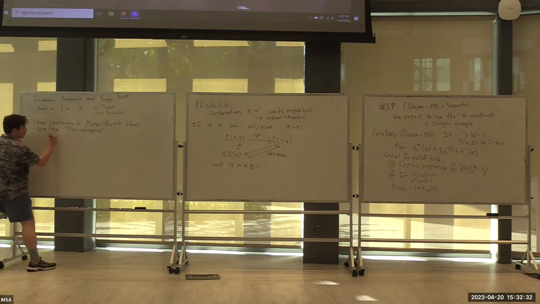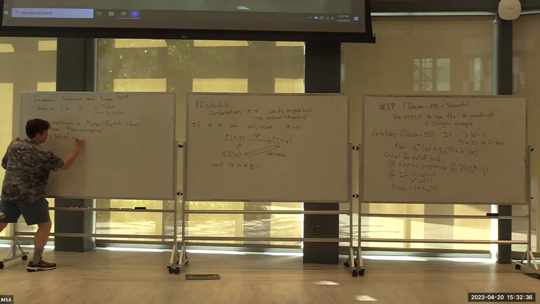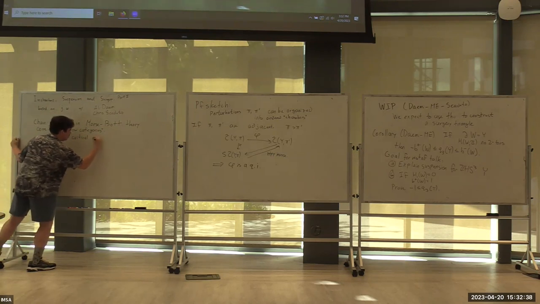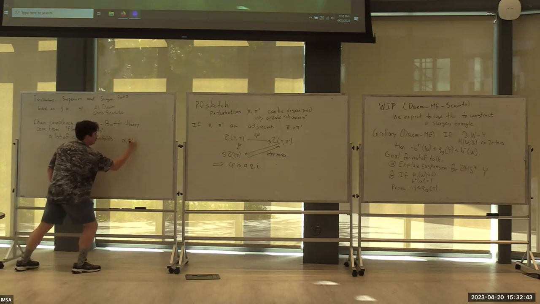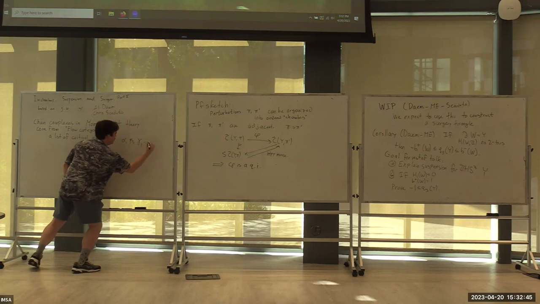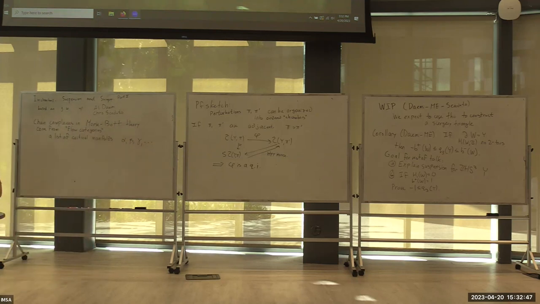To me, a flow category is a list of critical manifolds, alpha, beta, gamma, and so on. These correspond to the irreducible flat connections, the various orbits of framed flat connections that Ali mentioned. You get an SO(3) for the irreducibles. You get a point for the trivial connection.